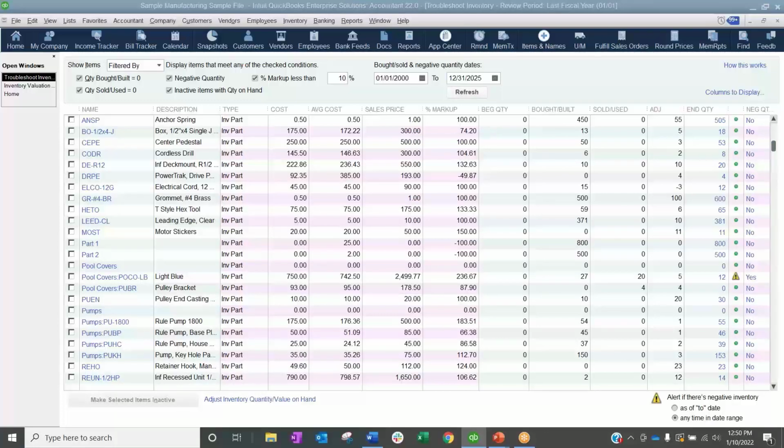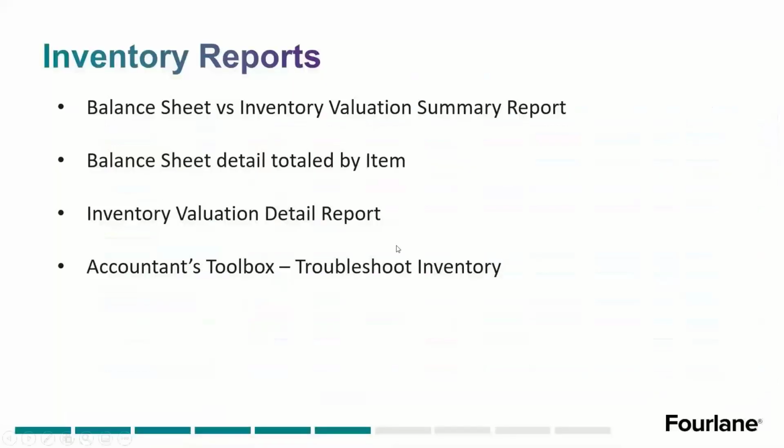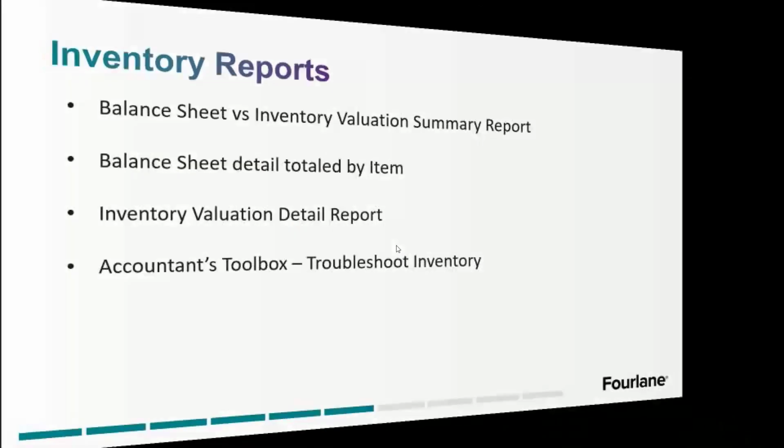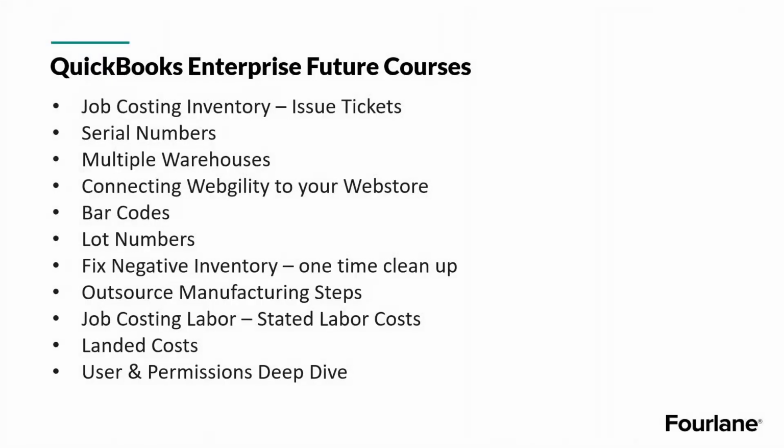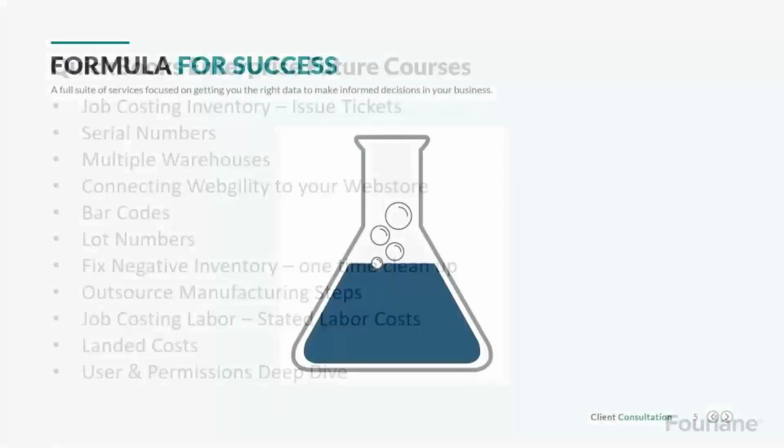All right, let me wrap it up. So those are just a couple of inventory reports to pay attention to. Hopefully you guys learned something. Next week, we will be doing some job costing inventory, doing issue tickets. A lot of people do not bill clients for inventory, but need to use inventory to cost against jobs. So we're going to talk about how to do that. Serial numbers coming out, multiple warehouses.